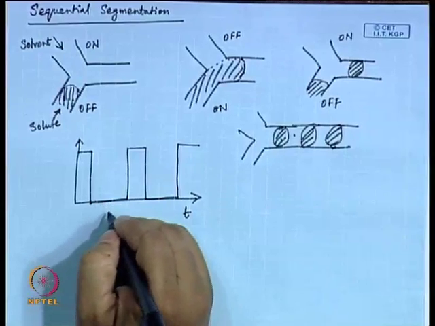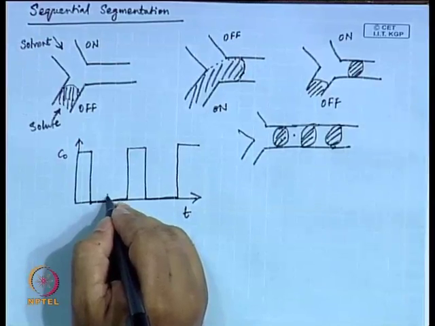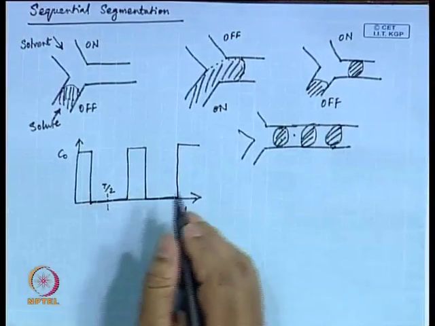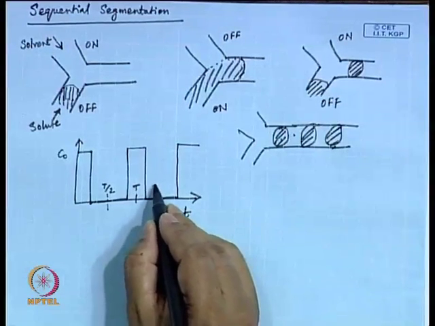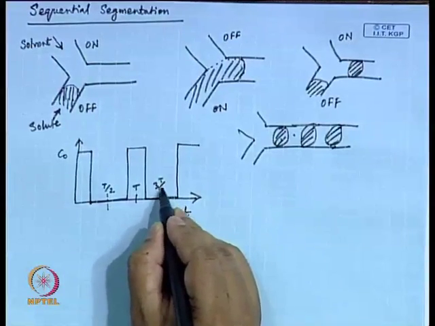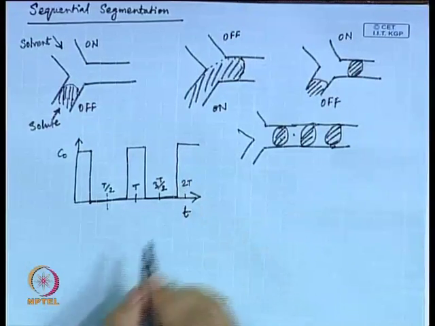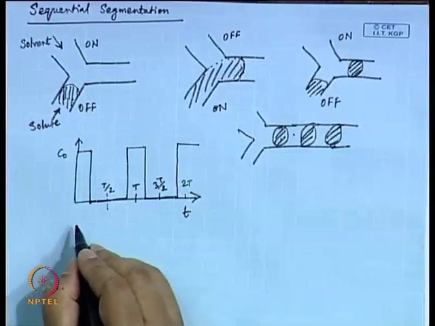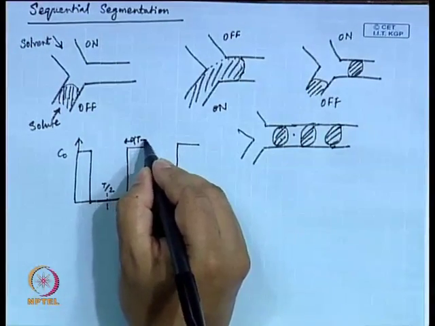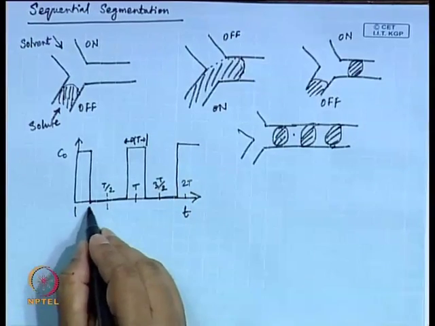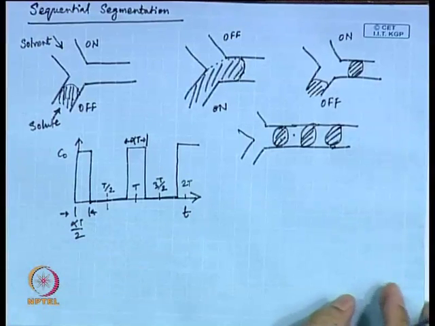It would go like this, and this is C0, the concentration of solute. This is T by 2, this is T, this is 3T by 2, that is 1.5 T, and continue like this. This is say 2T, it goes like this, and this distance is alpha T, whereas this distance is alpha T by 2. All right.